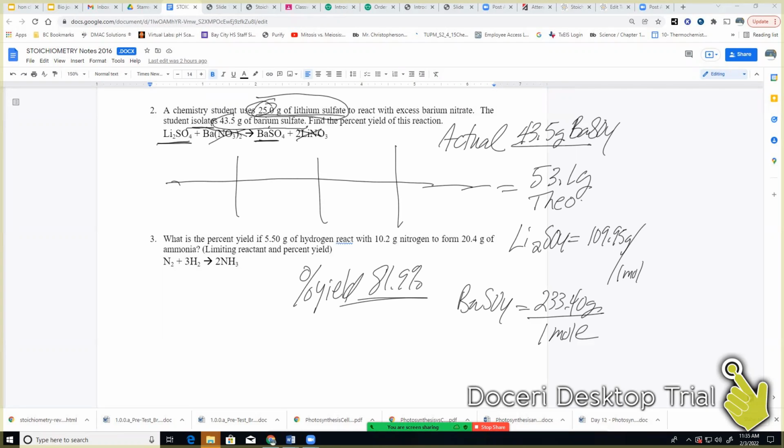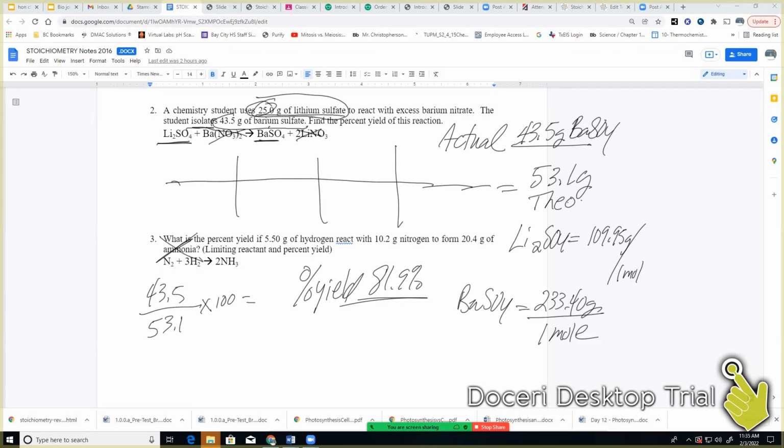So to finish it out, I'm going to take my actual, divide it by my theoretical, and multiply by my 100. That should get my answer there for my percent yield. Anybody have any questions on that one?